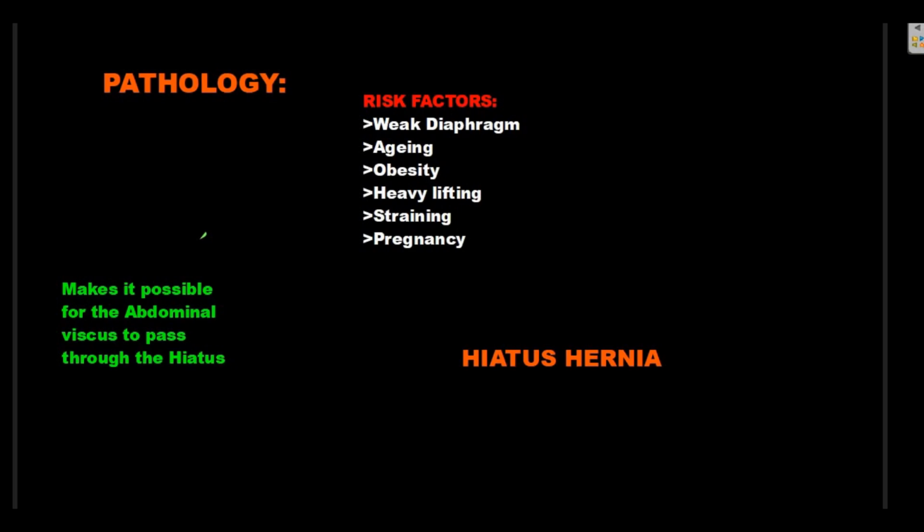Now let's discuss pathology. Physiologically, what I want you guys to remember is whenever the diaphragm contracts, it decreases the diameter of the hiatus for the esophagus. Hence, it prevents reflux by doing so. So anything that would weaken the diaphragm would be a potential risk factor, such as aging, obesity, heavy lifting, straining, and pregnancy. Now, what these risk factors do is it makes it possible for the abdominal viscus to pass through the hiatus, hence resulting in hernia.